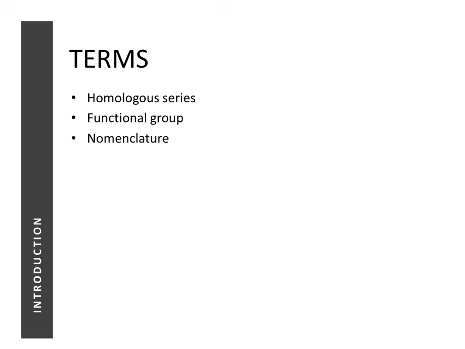Before we can go into the study of organic chemistry, we need to learn three new terms. They are homologous series, functional group, and nomenclature. We will start by introducing these three terms before we go into the study of organic compounds. Now, what is a homologous series? A homologous series is actually a family of compounds.